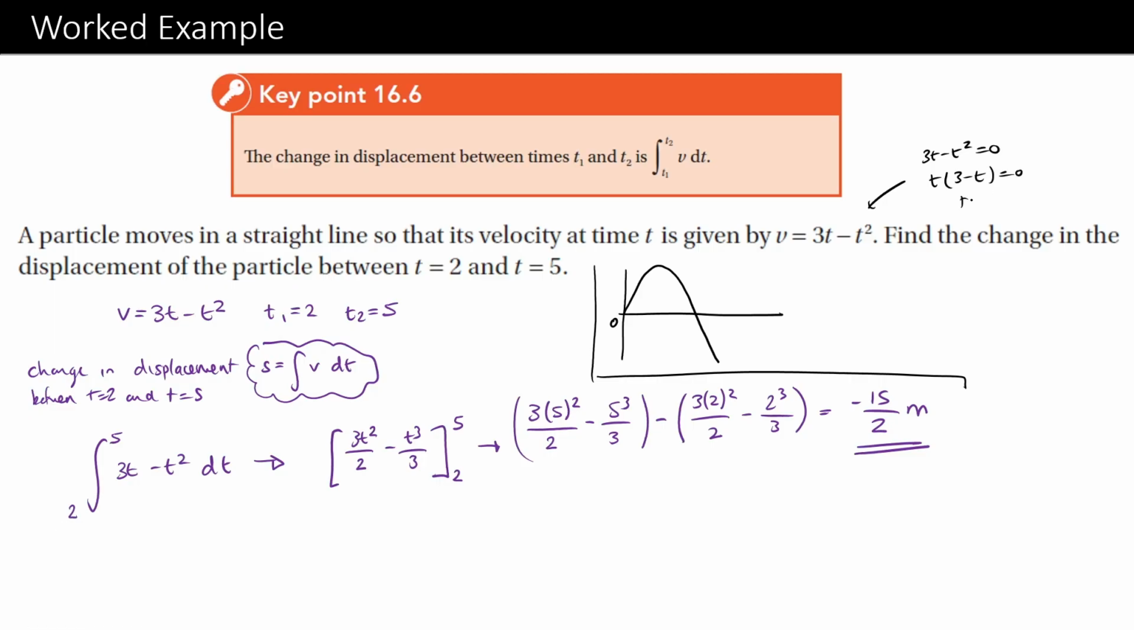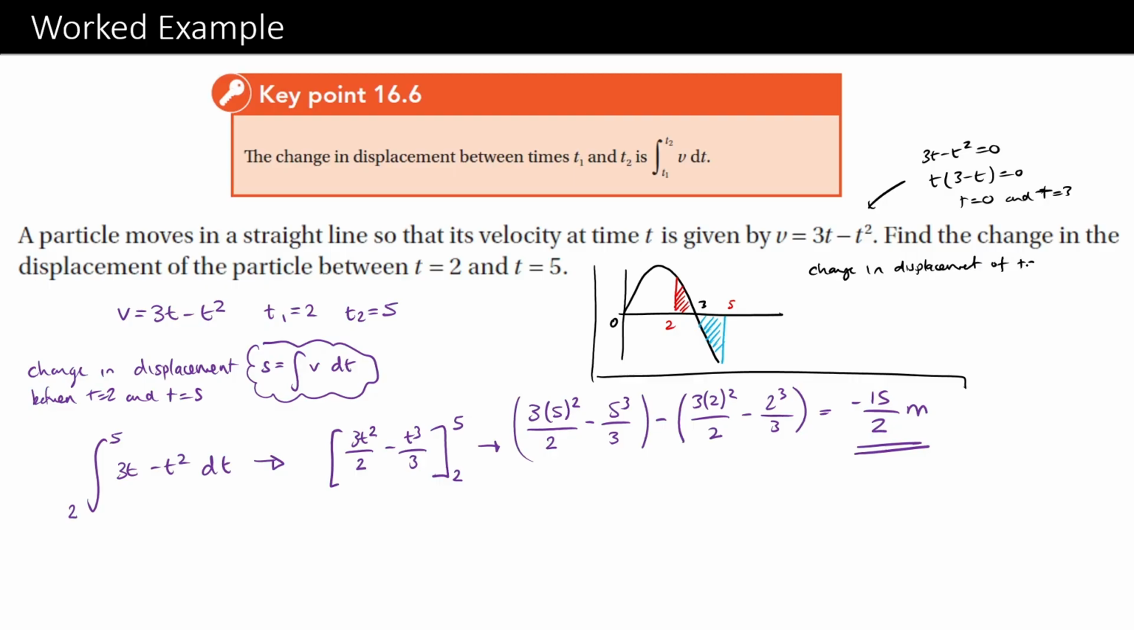So t equals 0 and t equals 3, so that's going to be at 3. And what I'm looking for is the change in displacement between those two times. So at 2 it's this area here, and at 5 it's going to be this area here. So the change in displacement is the area.